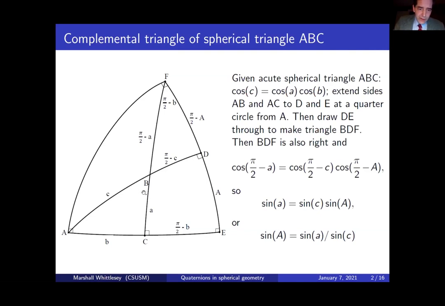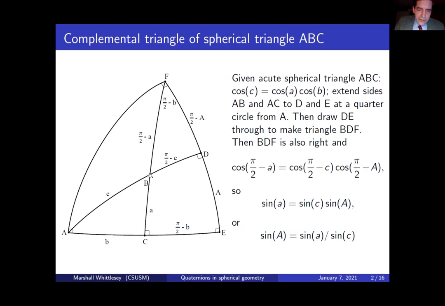If I start out here with angle B, then there's a vertical angle here up. The measure of this is angle B as well. And extending CB up to the North Pole at F, I started out with A, and if I extend it up to be a quarter circle, then what's left is pi halves minus A, etc.